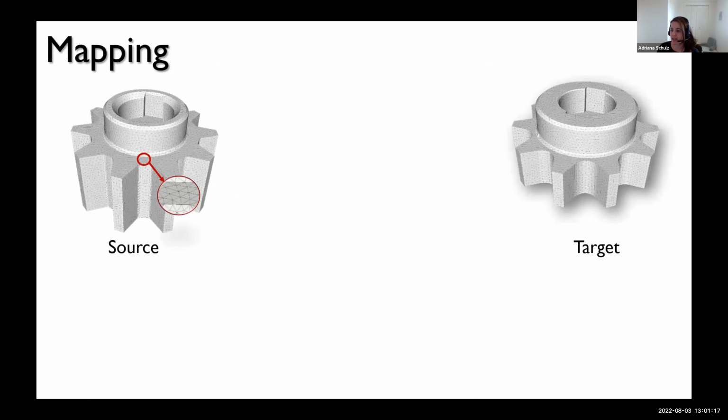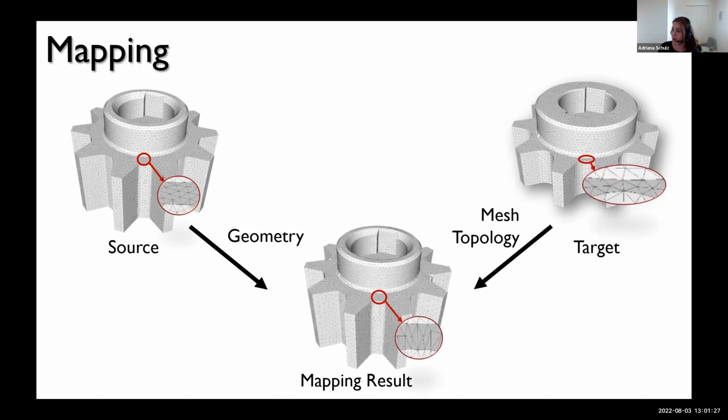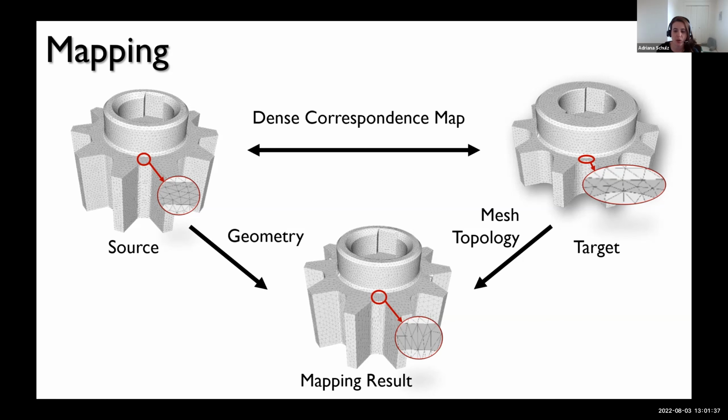Our goal is that if we have a source that has one triangle mesh that we can export and a target that has a different triangle mesh, now we want to find a way to update this source to have a new triangle mesh that matches the target. So we can now have this kind of dense correspondence map between these two shapes.